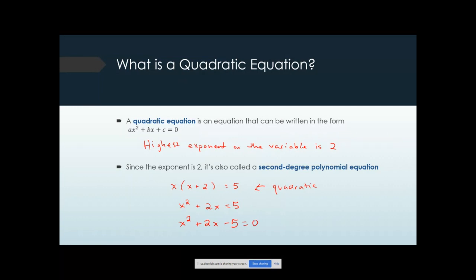So that's why we say it can be written in that form. And because the highest exponent is 2, this is called a second degree polynomial equation because the degree of the polynomial is 2. And we talked about degree briefly in P.3.